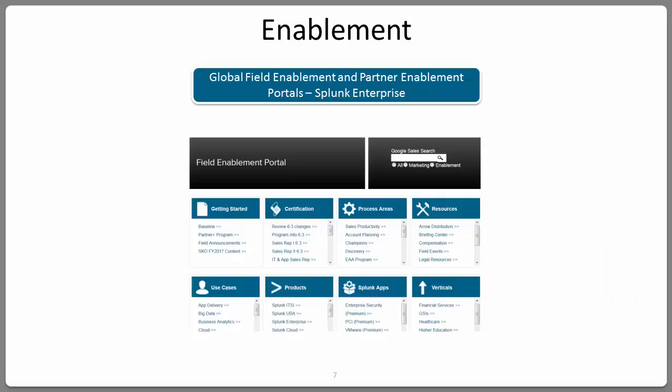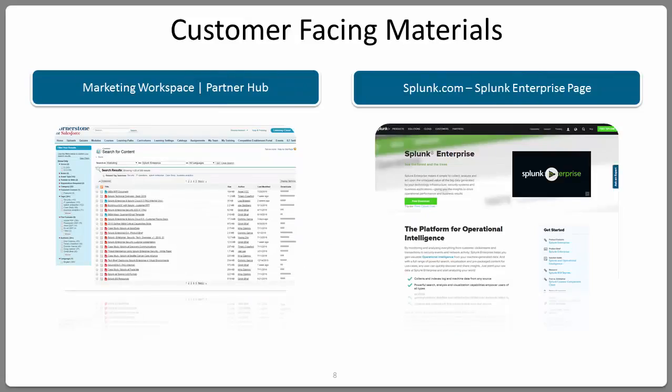So where do you go to find additional information about Splunk Enterprise? For both internal employees and partners, you can find internal enablement resources on our global and partner field enablement portals by clicking on the Splunk Enterprise button. For internal Splunkers, you also have access to the playbooks that'll serve up relevant content based on where you are in your sales cycle. The customer-facing version of the Splunk Enterprise presentation can be found in Salesforce.com in the internal marketing workspace. Partners can find newer content in the Partner Hub and Partner Portal.